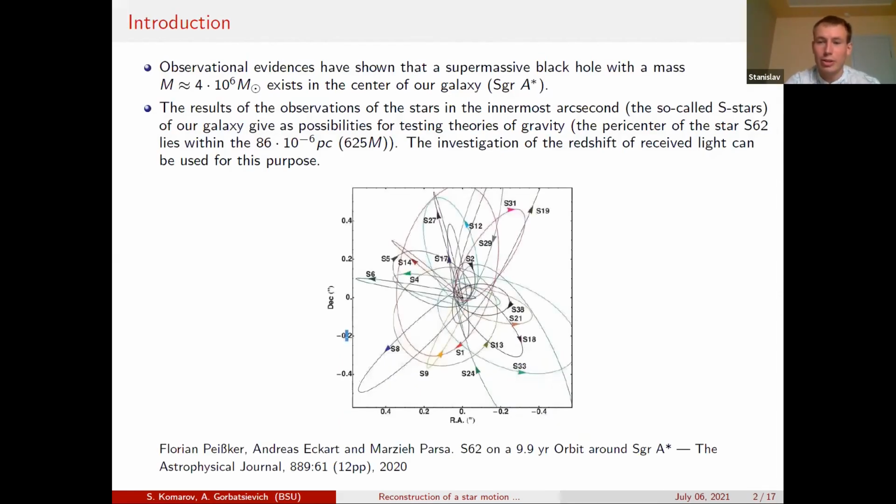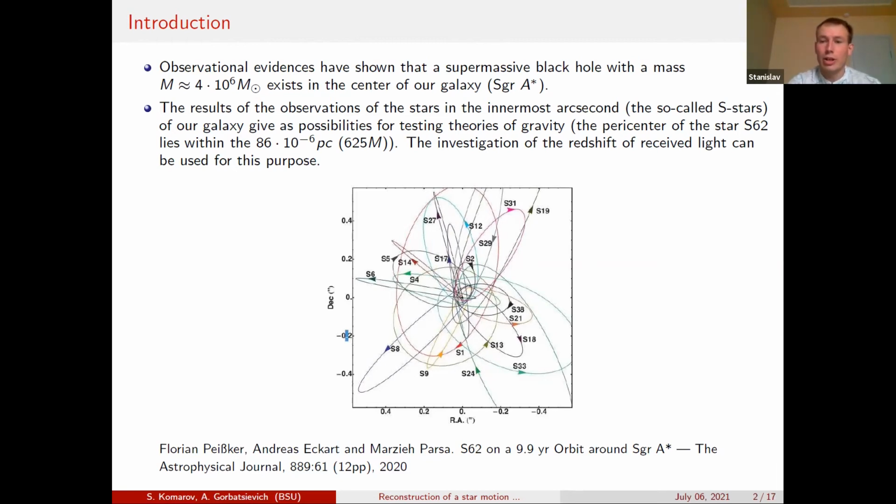And let us start with the introduction. It is well known from observational data that in the center of our galaxy exists a supermassive black hole with a mass of about 4 million solar masses. And apart from this, there is a large star cluster near the supermassive black hole. This star cluster is called the S cluster.